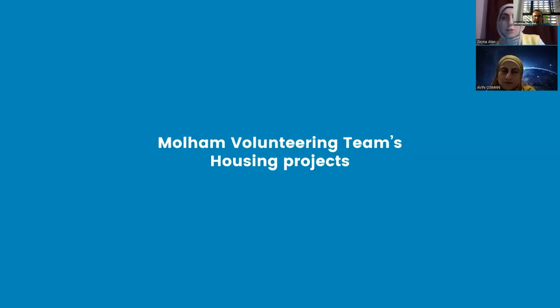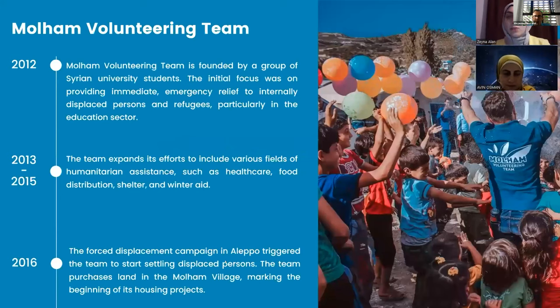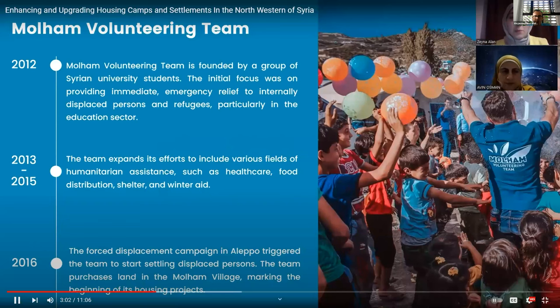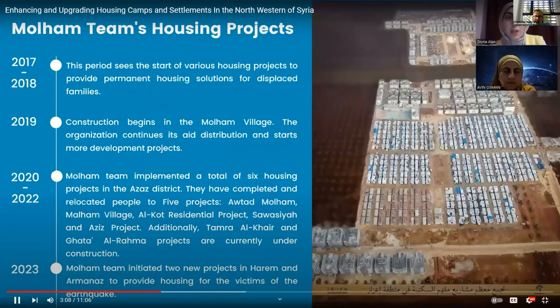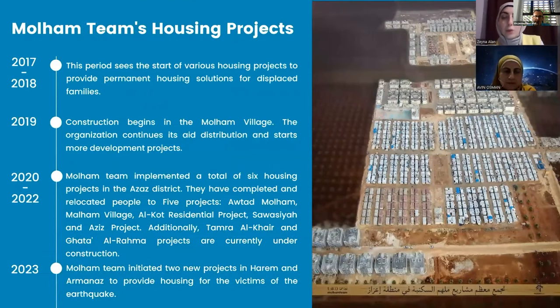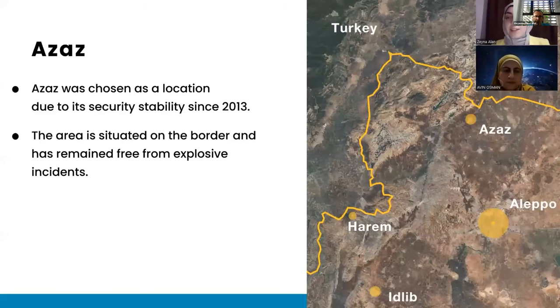Mulham is one of the NGOs located in northwest Syria. After spending a lot of time providing tents and shelters for displaced people, they decided in 2016 to move to providing housing complexes because of all the problems Dr. Osman listed earlier. Today, Mulham's team has more than eight projects in northwest Syria. They are settled in Azaz because it is near the border, which gives it more protection and security compared to other regions.